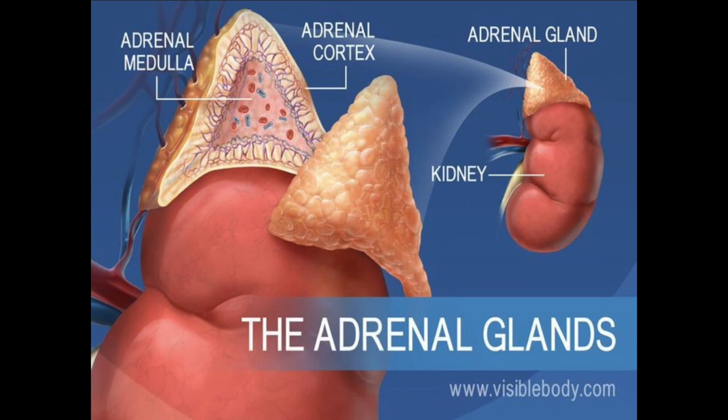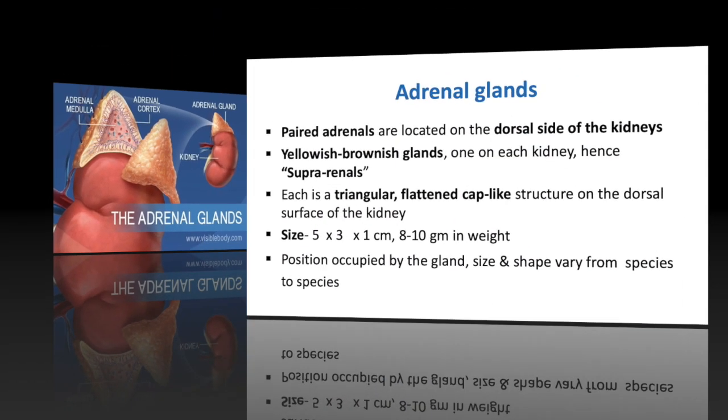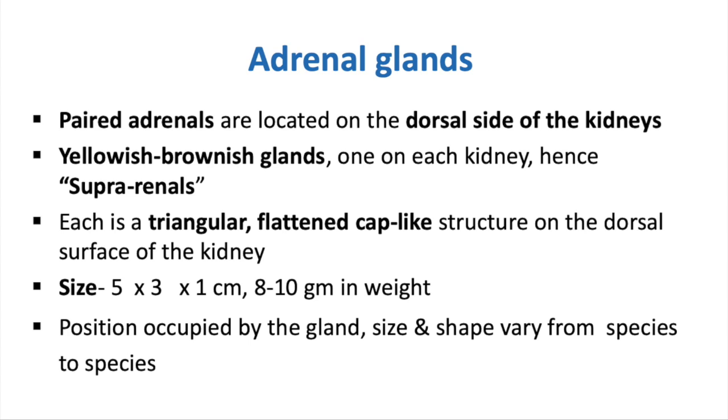Today's topic of my lecture is the adrenal glands. Adrenal glands are one of the important types of endocrine glands, as all of us know. They are situated above the kidneys, are paired and triangular structures, as we can see in this colorful picture. They are yellowish brownish glands, one on each kidney, hence are known as suprarenals. Their size is 5 by 3 by 1 centimeters and they are 8 to 10 grams in weight.